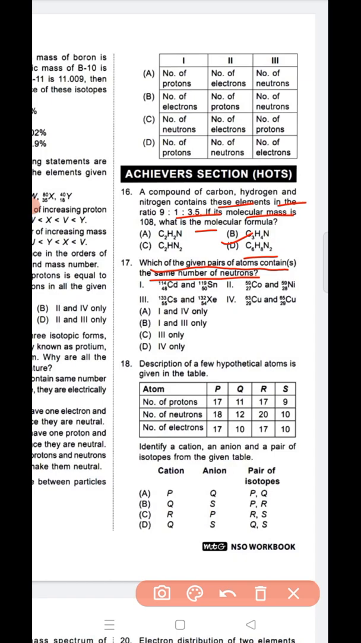The same number of neutrons we will see in case of the third pair only, because if you find the number of neutrons, 133 minus 55 will be the same as 132 minus 54. So both are the same. They are isotones because their number of neutrons is the same.